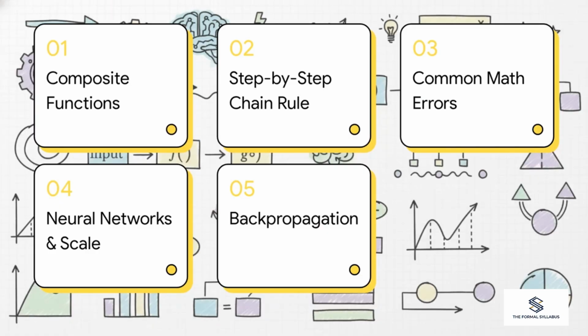First, the anatomy of a composite function. Second, the step-by-step chain rule. Third, analyzing common errors. Fourth, neural networks and scale. And finally, backpropagation. We're going to start with some super intuitive analogies and then slowly zoom out to look at the massive, interconnected web of neural network optimization.